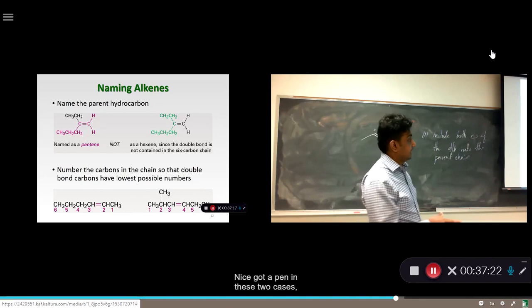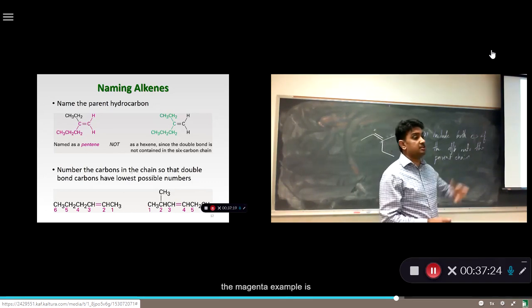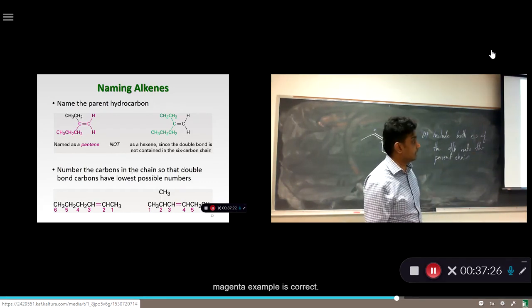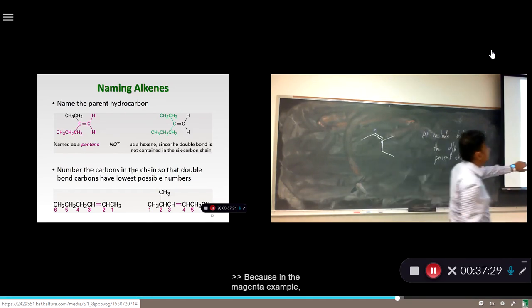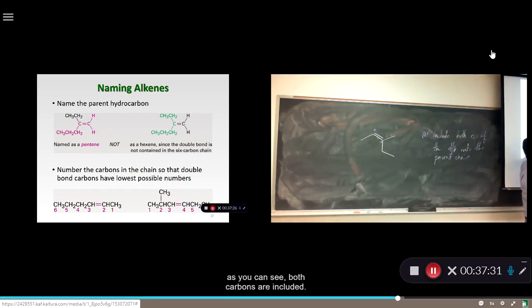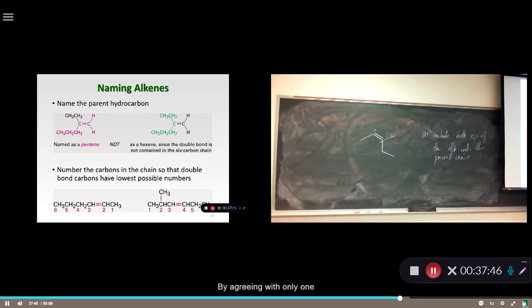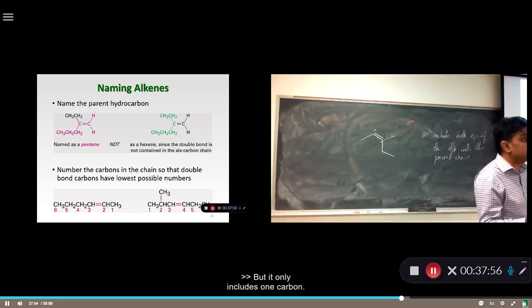Only one is correct. And in these two cases, the magenta example is correct. Why? Because in the magenta example, as you can see, both carbons are included. Both carbon-carbon double bond carbons, or both carbons that have the double bond, are included in the parent chain. But in the green method, only one of the carbon-carbon double bond carbons is included. Get it? So in the green method, of course, it has the longer chain, but it only includes one carbon.